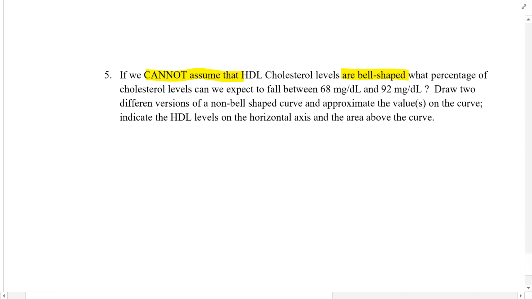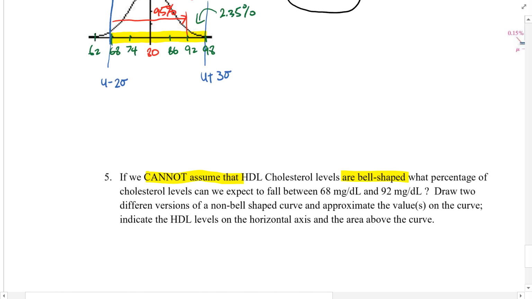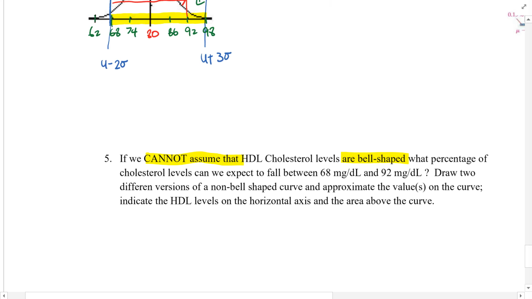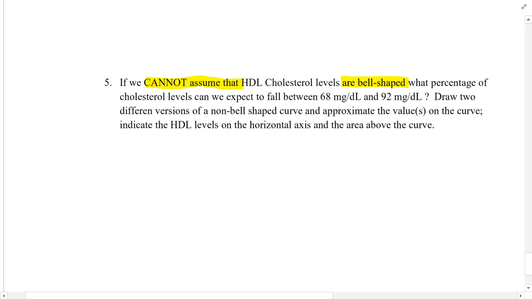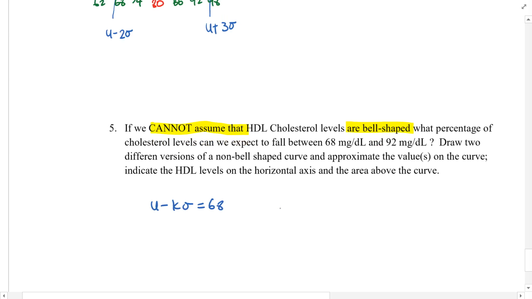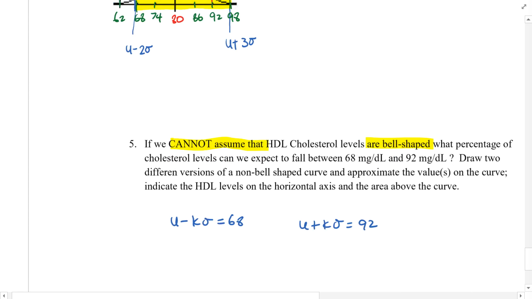I cannot use the empirical rule, so I'm going to use the Chebyshev rule. First, let's figure out what the 2 numbers fall between. From the previous problem, we see that 68 is mu minus 2 sigma, where 92 is mu plus 2 sigma. From here, I can say k is equal to 2. You can also solve a different way to find your k. So mu minus k sigma is going to give me 68, and mu plus k sigma is going to give me 92. I can use that to solve for k.